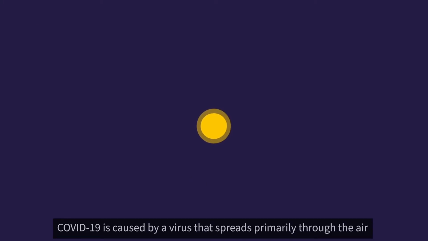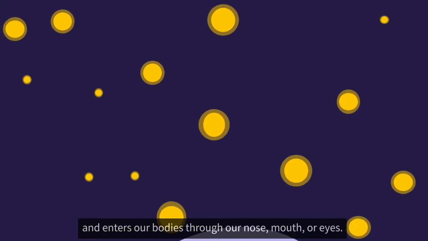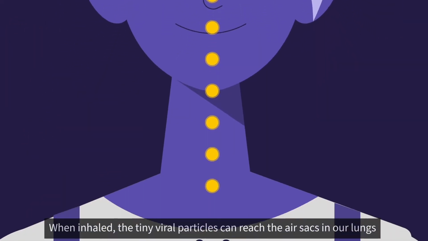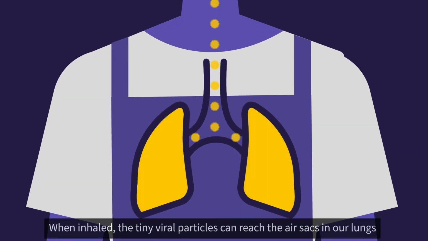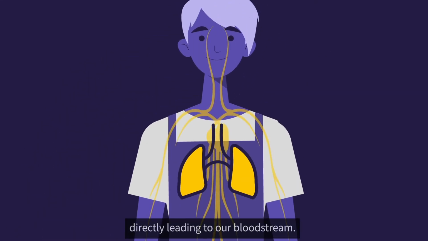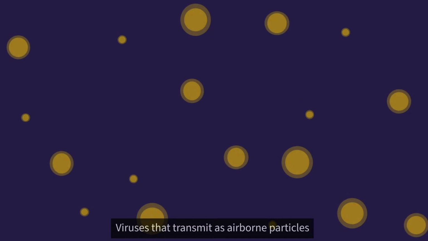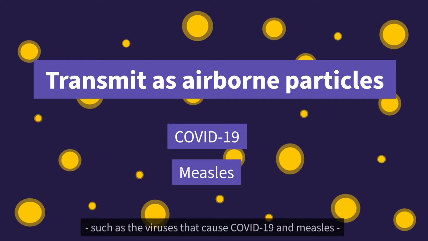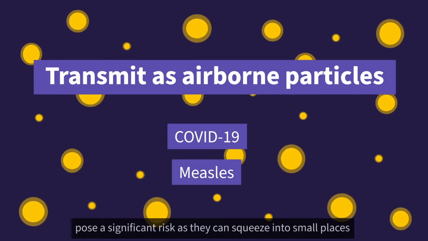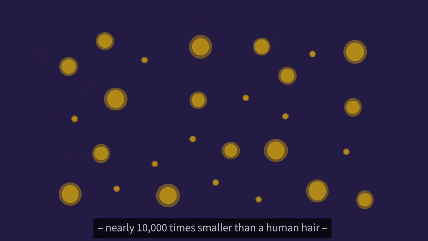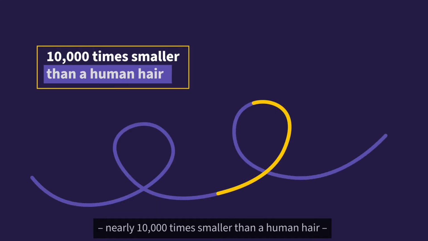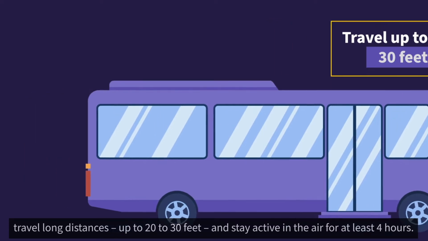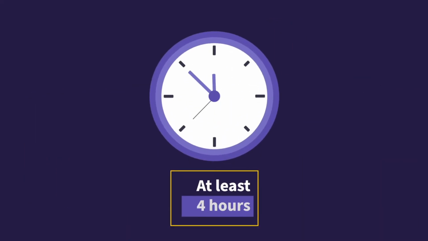COVID-19 is caused by a virus that spreads primarily through the air and enters our bodies through our nose, mouth, or eyes. When inhaled, the tiny viral particles can reach the air sacs in our lungs, directly leading to our bloodstream. Viruses that transmit as airborne particles, such as the viruses that cause COVID-19 and measles, pose a significant risk as they can squeeze into small places, nearly 10,000 times smaller than a human hair, travel long distances, up to 20 to 30 feet, and stay active in the air for at least 4 hours.